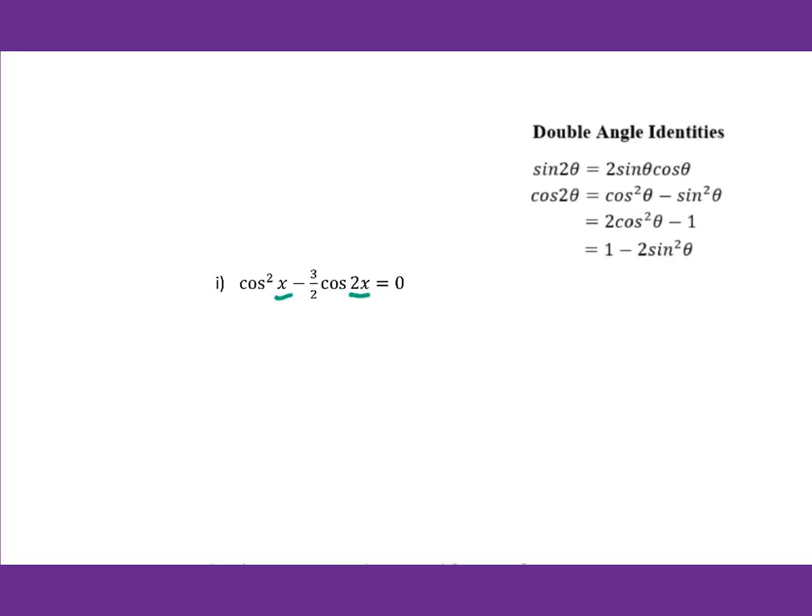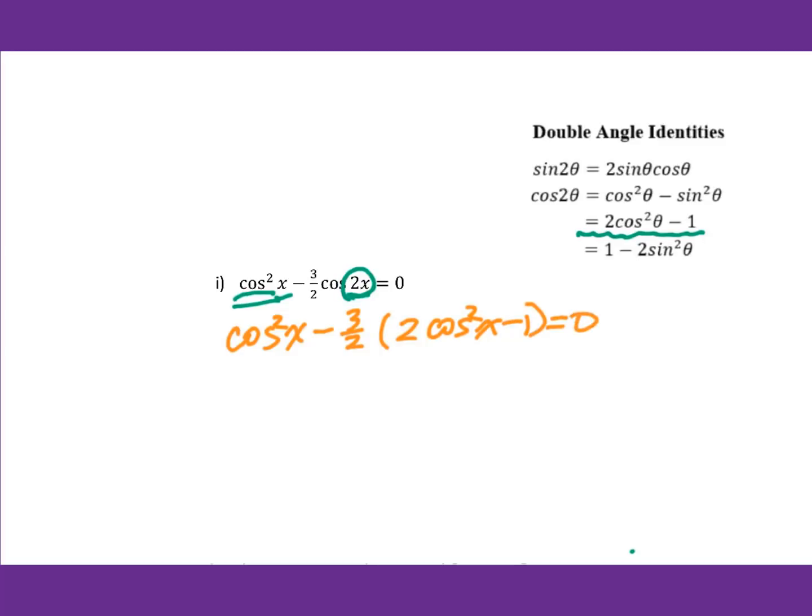Angle is different here. Therefore, you have to use double angle trig identities to change this 2x into x. Since we are given cosine square x in this equation, you have to make sure we have the same trig. Therefore, you're using this formula. I will change cosine 2x into 2 cosine square x minus 1 equal to 0. Then I do distributive property. Cosine square x minus 3 over 2 times 2, that's 3 cosine square x. Negative square root of 2 times negative 1, that's positive 3 over 2 equal to 0.